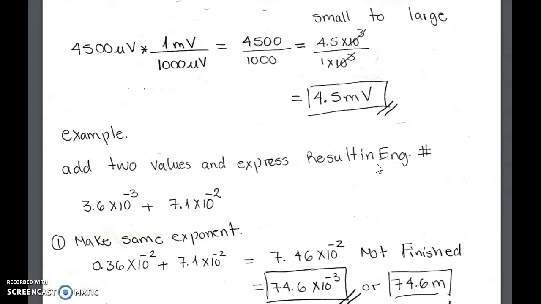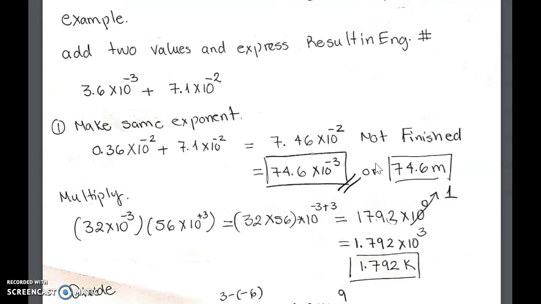Okay, let's move on. We have another example. This is similar to the homework. It says add two values and express result in engineering notation. I put number, it should be notation here, okay? So I have 3.6 times 10 to the power of -3 plus 7.5 times 10 to the power of -2.